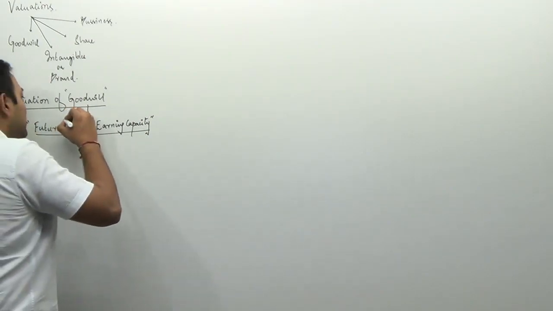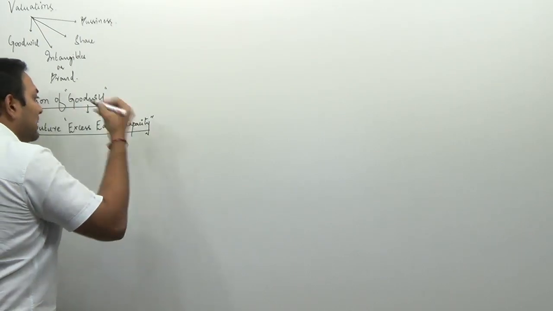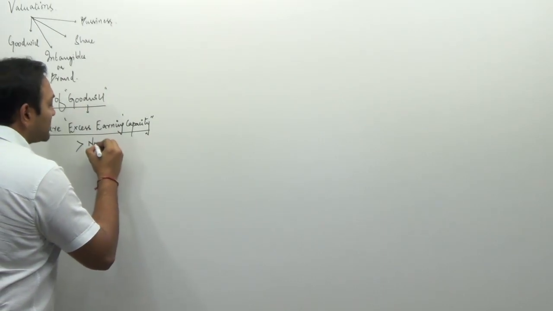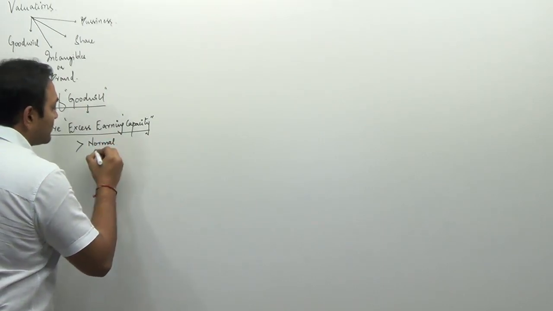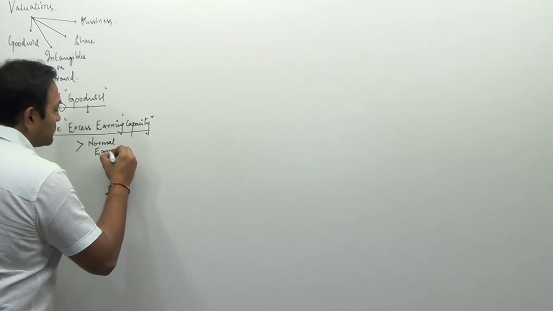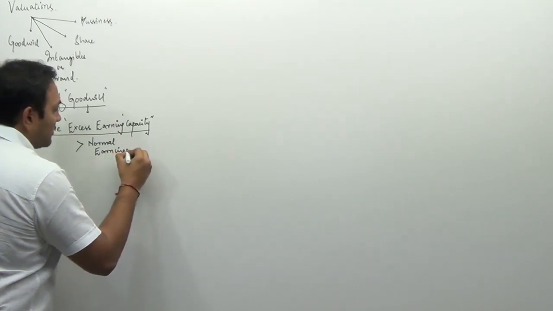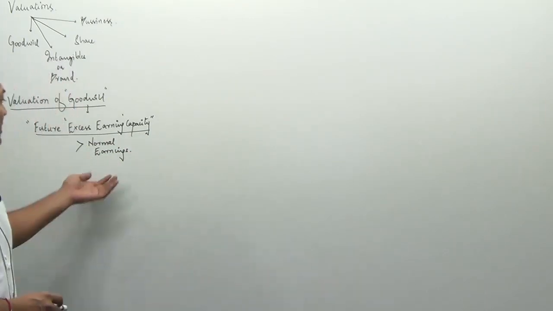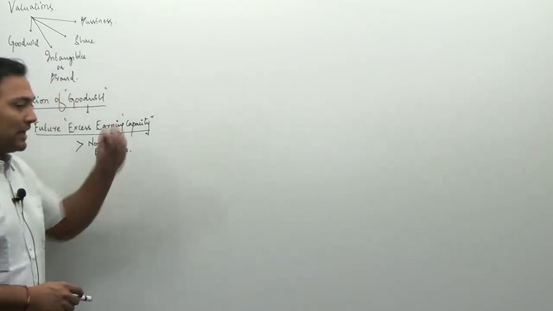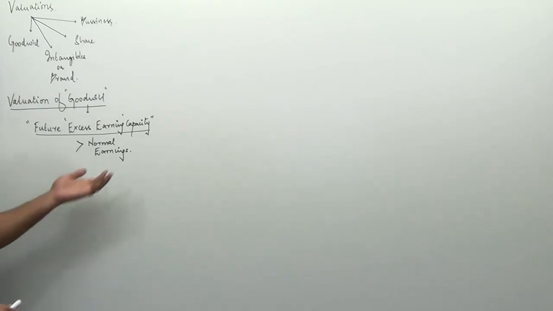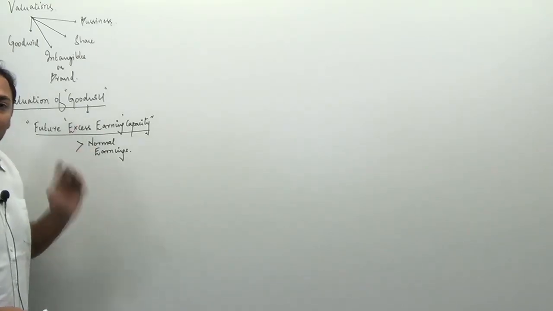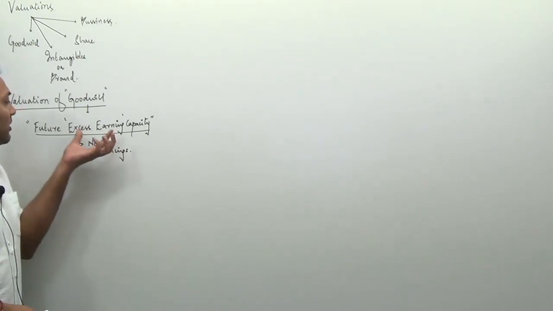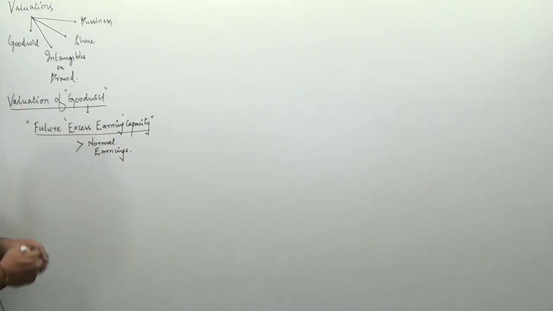Now whenever I'm using the words excess earning, excess over what? It is excess over normal earnings. In a sense, if I invest 100 rupees of capital and I earn 15 rupees of profit, any other person in the same industry would have used that 100 rupees to earn 12 rupees of profit. I earn 15, so I am earning 3 rupees excess profit. That is the meaning of the words excess earning.